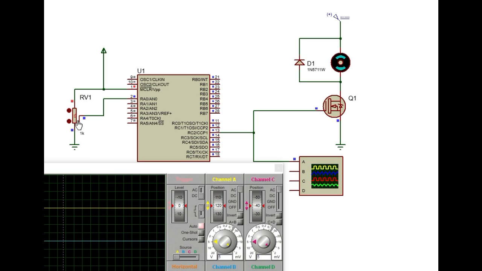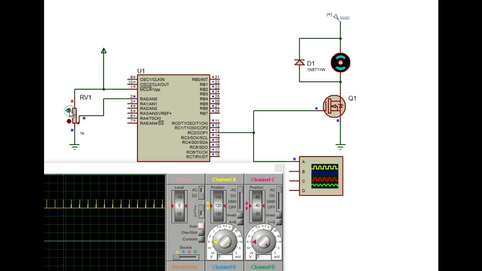So right now there is no PWM signal as the ADC read here is actually 0, and this read is printed on port B. You can see that all the pins are 0. That means the ADC read is 0. So that's why the PWM duty cycle is also 0, and the motor itself is off.